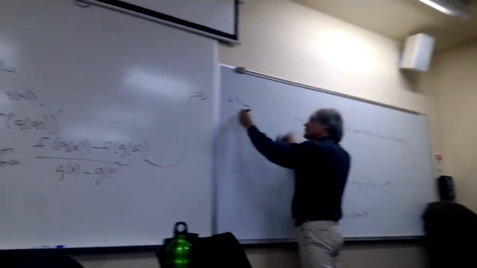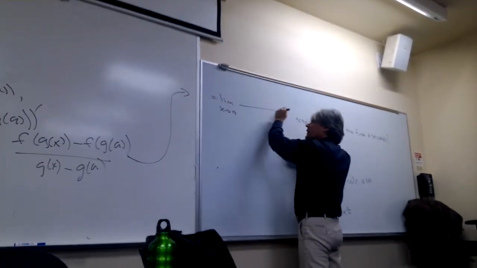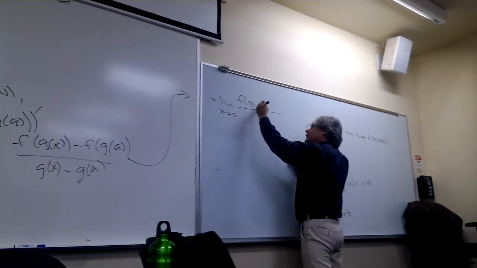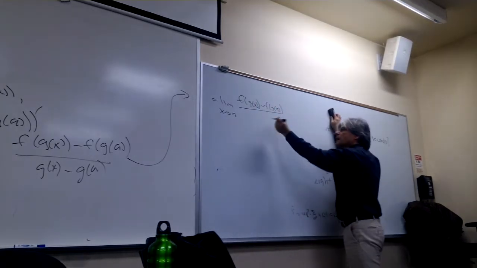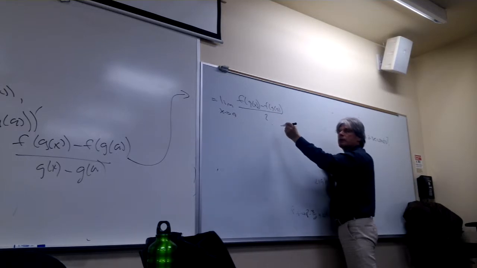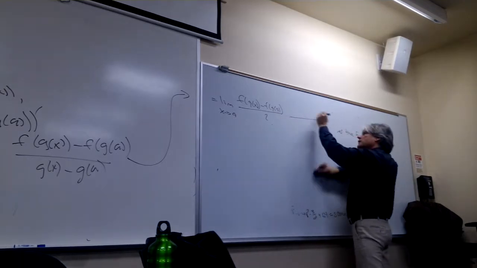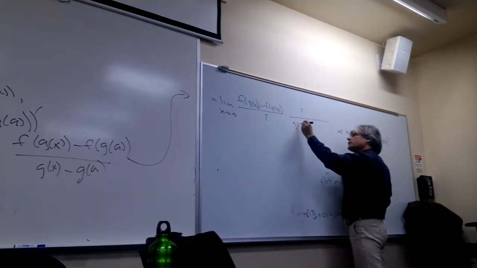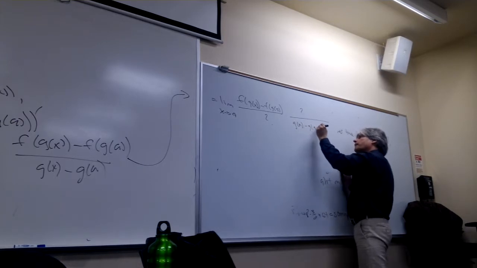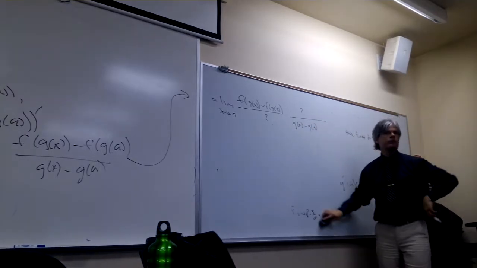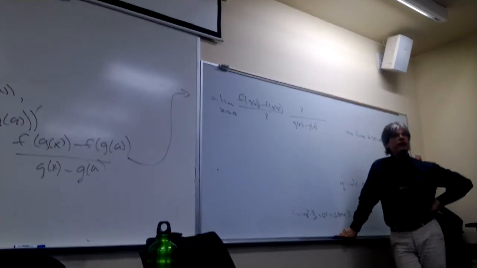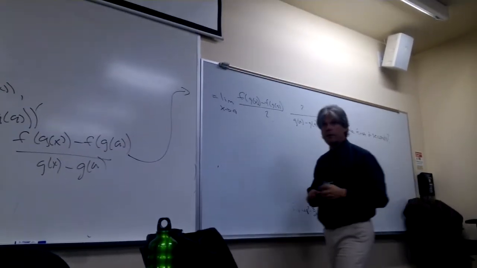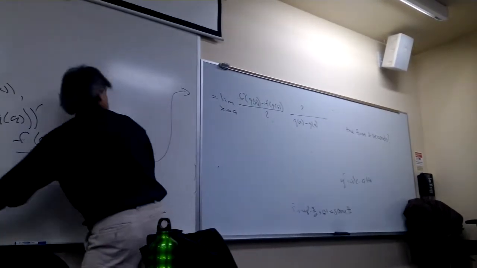The limit as x approaches a of f evaluated at g evaluated at x minus f evaluated at g evaluated at a, divided by how about question mark, times the same darn question mark over g of x minus g of a. You guys are being a little silly. I'm going to insert a multiplication by 1 in a funky form. Here's my form.